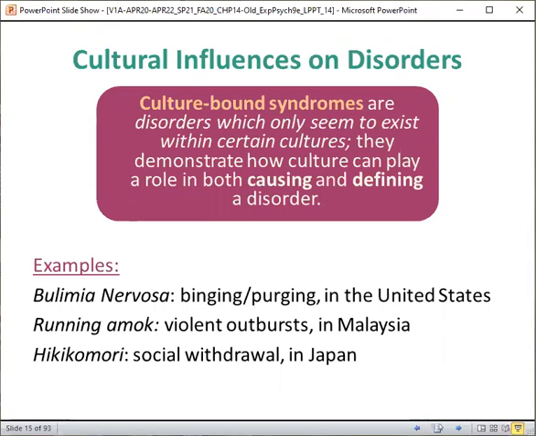All right, so just a note here that we see certain specific types of culture-bound syndromes, but also note this: there seem to be some disorders which are universal, such as schizophrenia, which we'll talk about a little bit later, and depression, which we've mentioned a couple of times, but we will go over it again in more detail here.